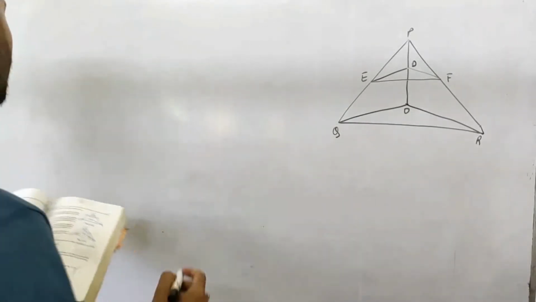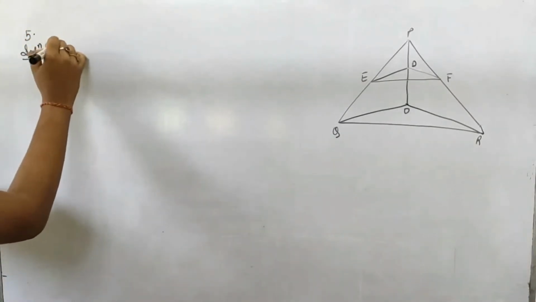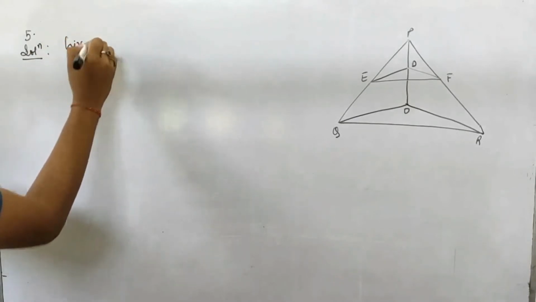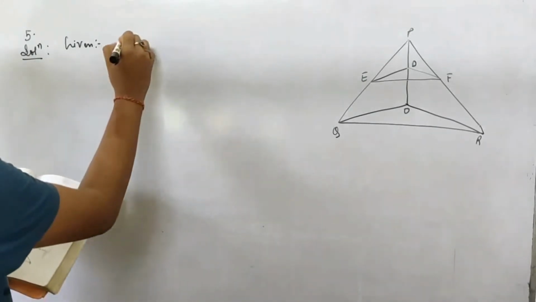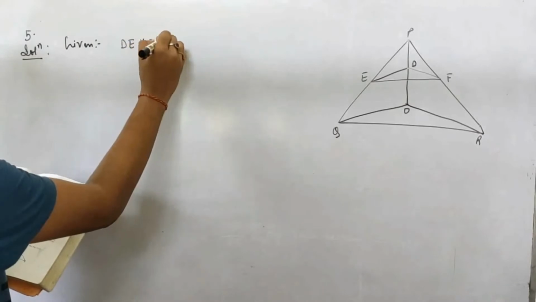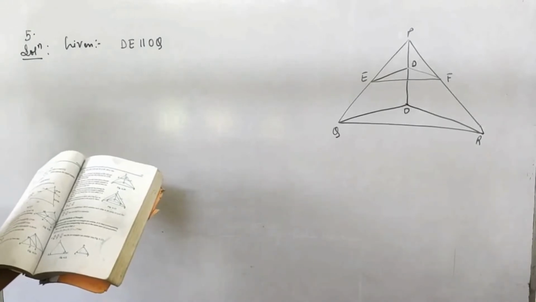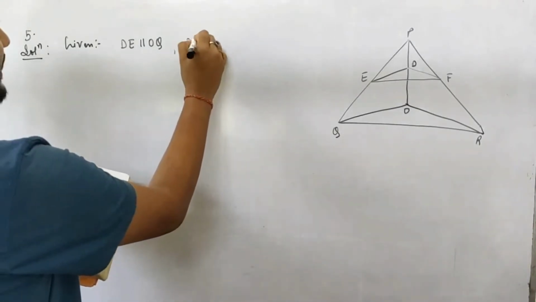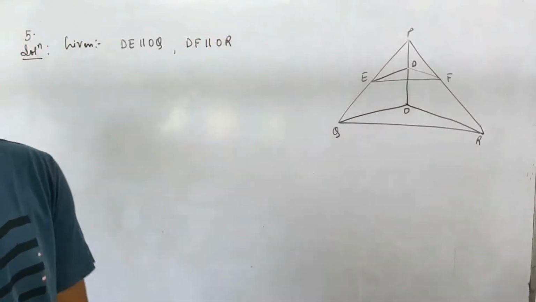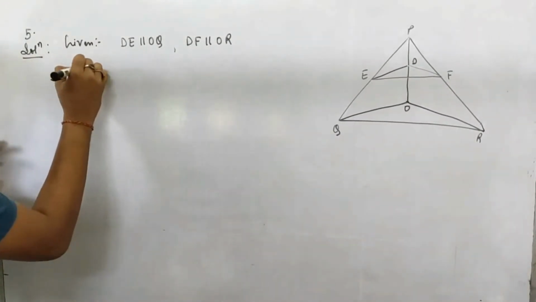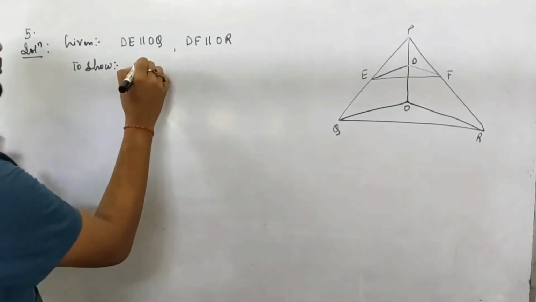So what is given in this question? Question number 5. In figure 6.20, DE is parallel to OQ, and DF is parallel to OR. Show that EF is parallel to QR. We have to show that EF is parallel to QR.